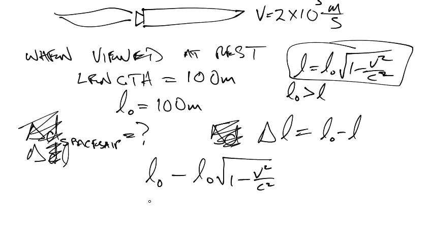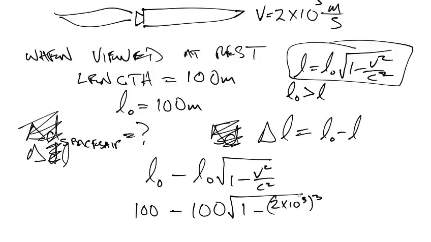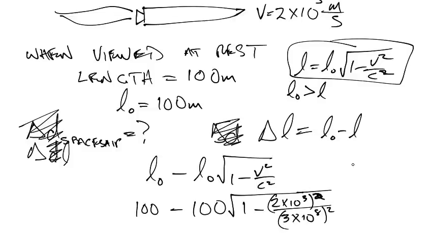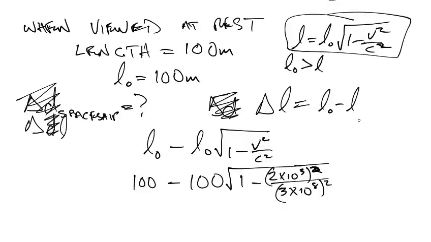And if we plug in all our numbers, it's 100 minus 100 times the square root of 1 minus 2 times 10 to the power of 3, that's meters per second, so I'm just going to leave off the units, divided by, oops, it's not cubed, that's squared, and 3 times 10 to the power of 8, all squared. Now, if we try and do this, let's see what we get. This is going to be a little interesting for the calculator. We might have to do this a different way. So let's just try it first.